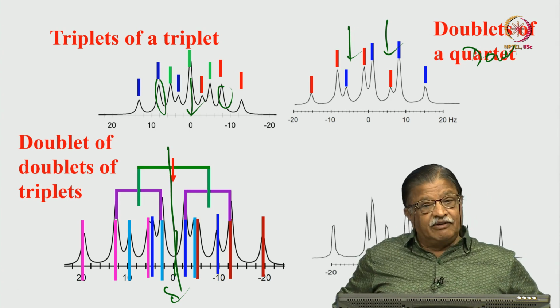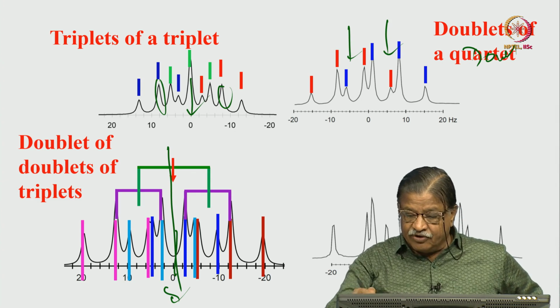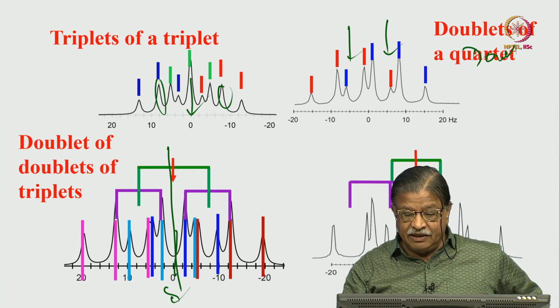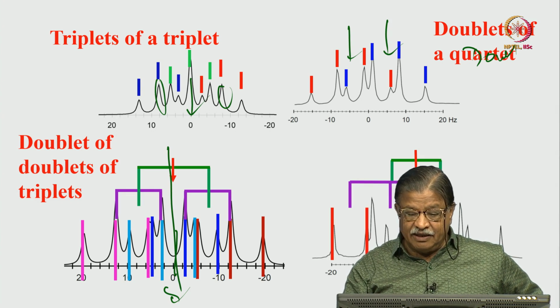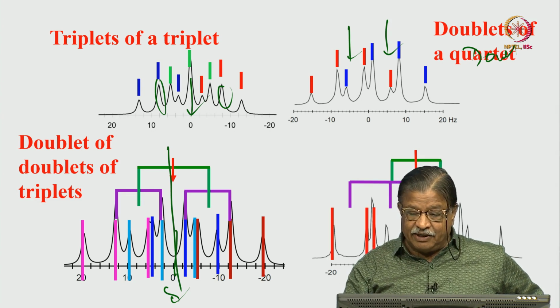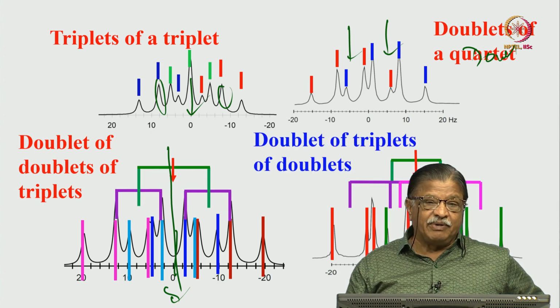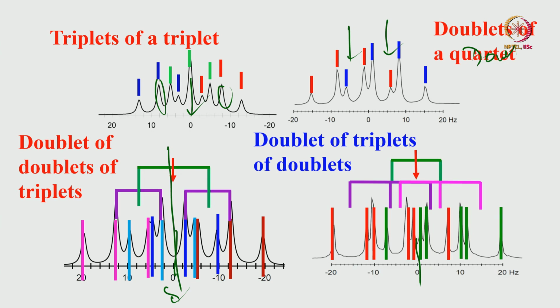Look at this one, even more complex. Of course, start from the center here. This is the chemical shift, and it is a doublet, and each line of the doublet is a triplet, and each line of the triplet is again split into a doublet. So, it is called a doublet of triplets of doublets. Here is a doublet of triplets, here is a doublet of triplets of doublets. See, look at the pattern.